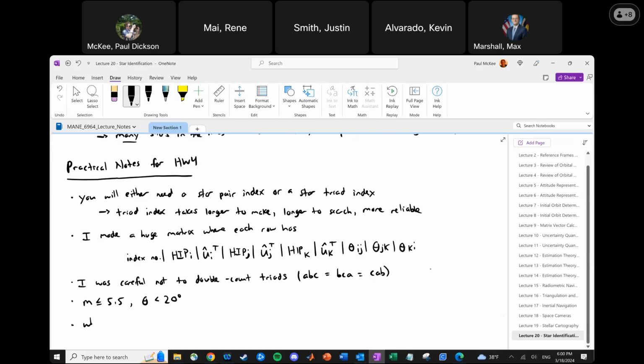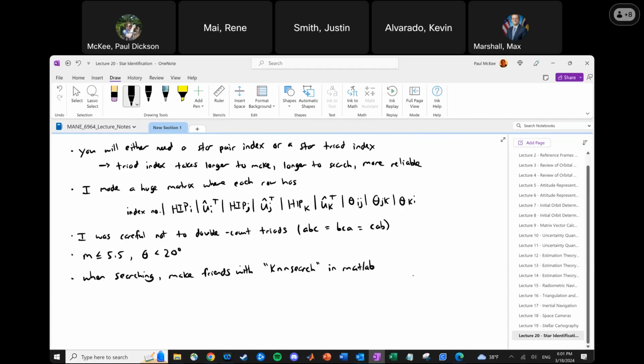When searching, make friends with KNN search in MATLAB, or the equivalent in Python if you're a Python person. And if you're working with triads, which I did, for an image triad, you'll need to search 6 times to account for permutations.